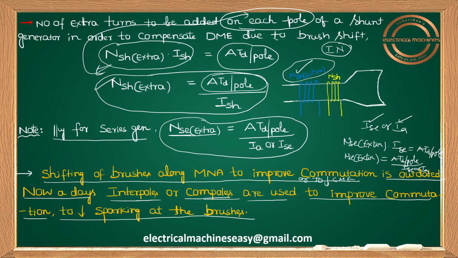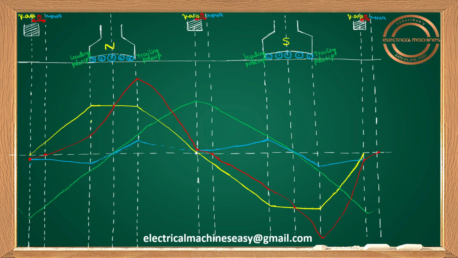Okay, we'll be discussing interpoles, not now. Before that, I need to explain waveforms. After explaining the waveforms, I'll take up commutation. So what is a successful commutation, what is good commutation, what is under commutation, and why you're getting sparking of the brushes because of the cross magnetizing effect, that we'll see.